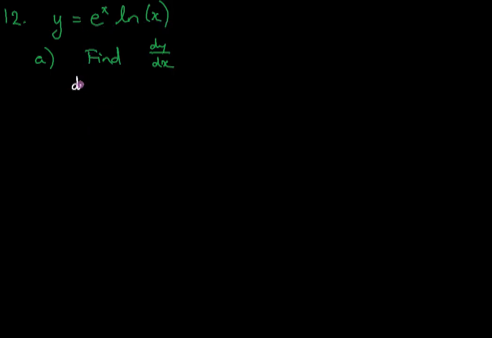So dy by dx equals: differentiate the first one, hold the second one constant, I get e to the x ln x, plus differentiate the second one, hold the first one constant, so e to the x times 1 over x. So that was straightforward enough. Not much of a challenge there.